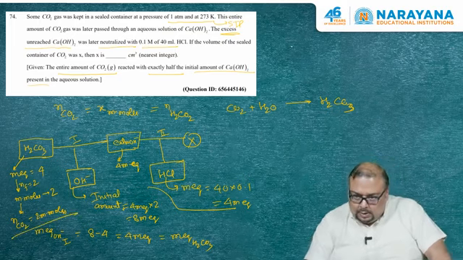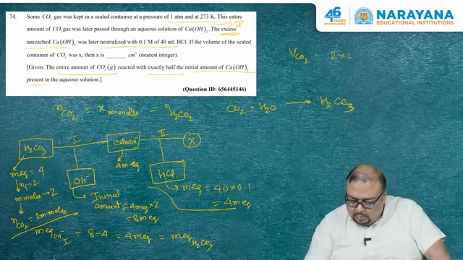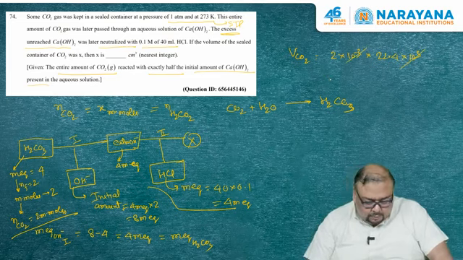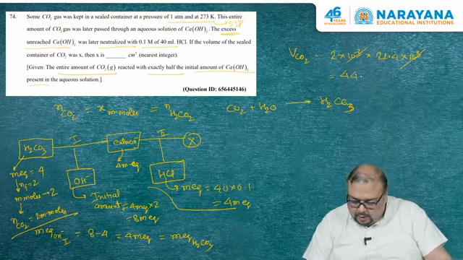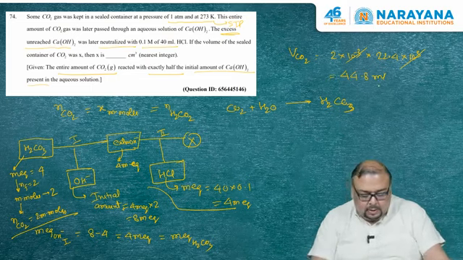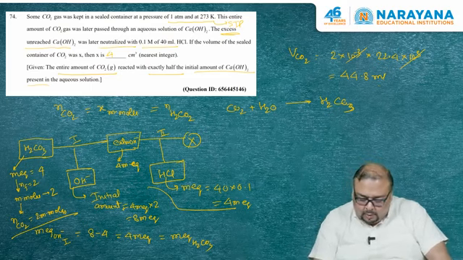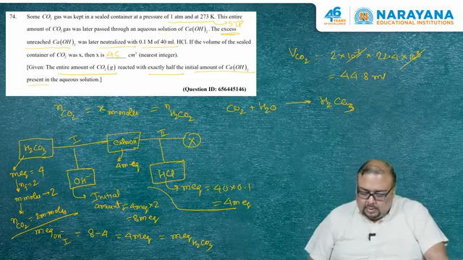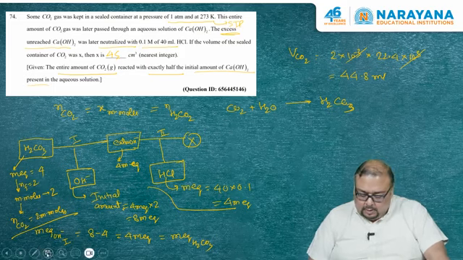Now you see that if moles of CO2 is 2 millimoles, then volume of CO2 will be 2 into 10 to the minus 3 moles into molar volume, which is 22.4 into 10 power 3 ml. So this will be 44.8 ml. And if we approximate it to the nearest integer, it will be 45. So this is question number 74. Okay. Now next is question number 75.